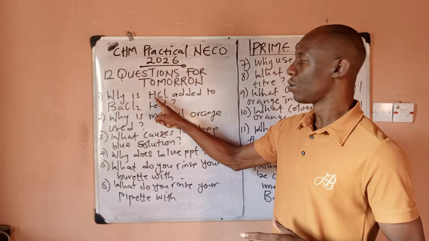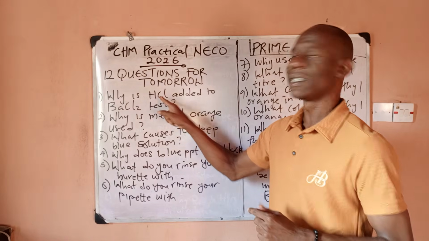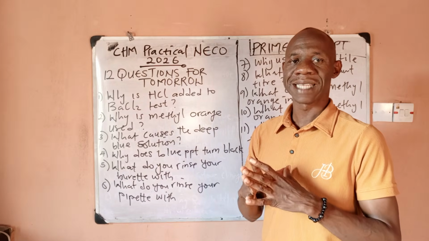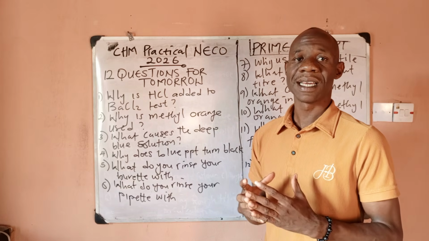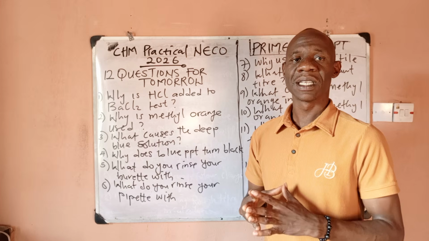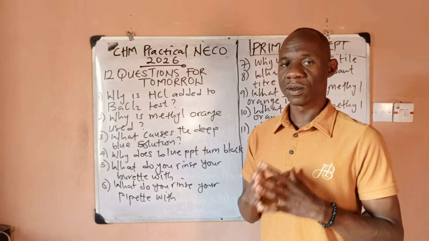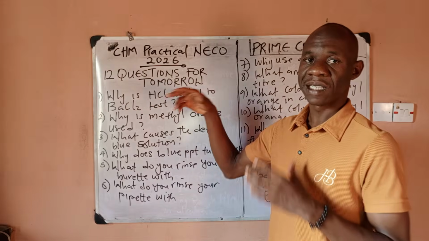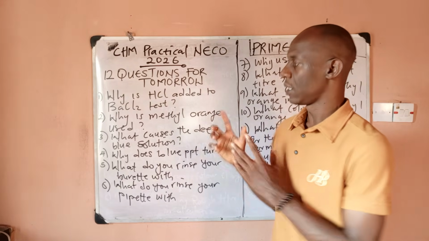But then, to distinguish which of these anions is actually present, you add HCl. So HCl is added as a distinguishing reagent, and when you add HCl and you observe a white precipitate, it means that sulfate is actually present. So take note of that. HCl is used as a confirmatory reagent for sulfate in this case.